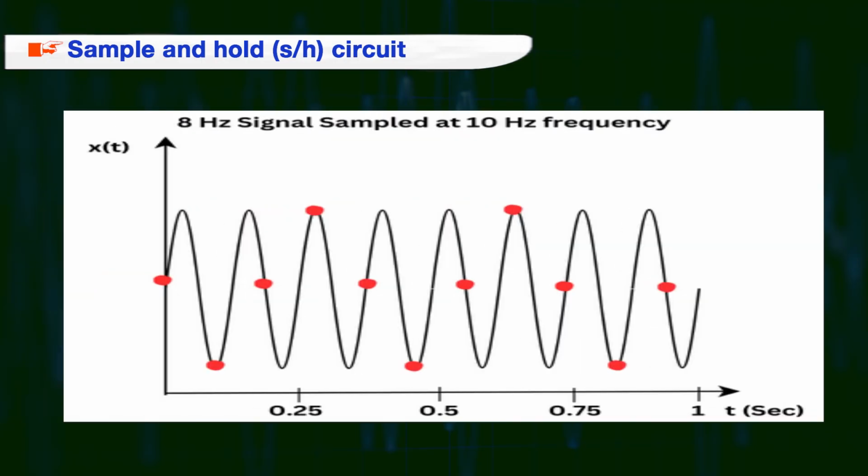So, now let us see the bottommost waveform. Here we have taken a sine wave of frequency 8 Hz and the sampling rate is equal to 10 Hz.